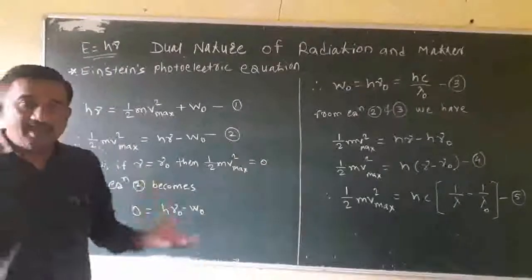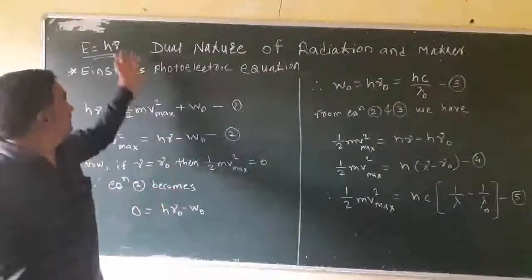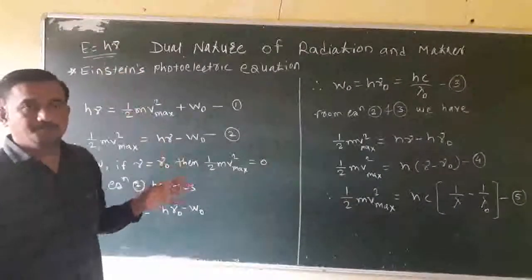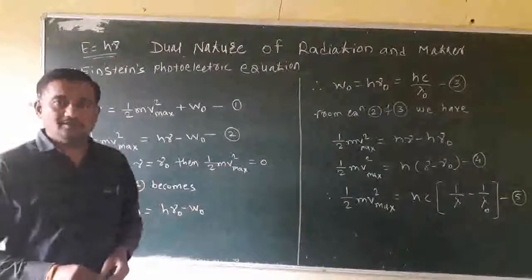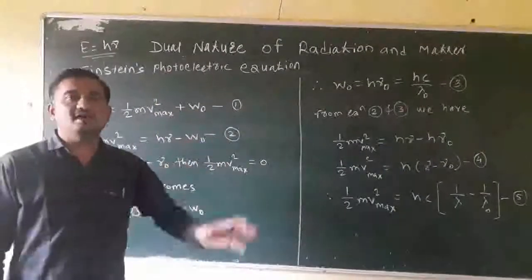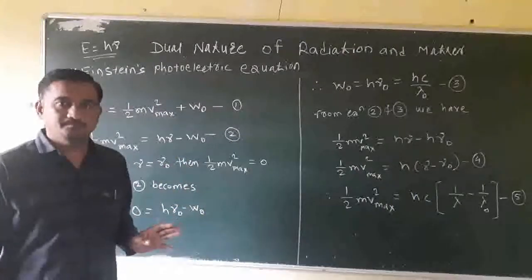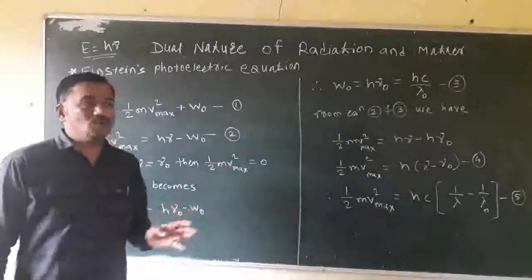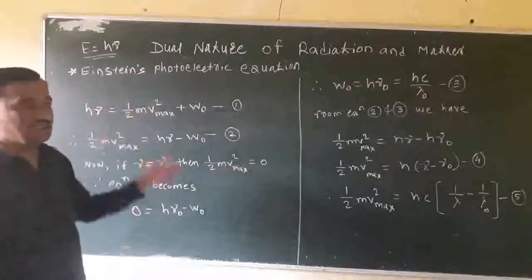This means light consists of a large number of packets or bundles of these photons or quanta, having energy E equals h nu. So Einstein's photoelectric equation is based on Planck's quantum theory. According to Planck's quantum theory, light radiation consists of photons or quanta having energy E equals h nu.